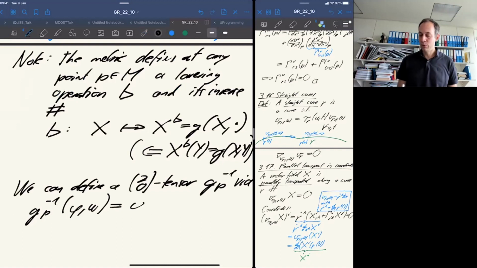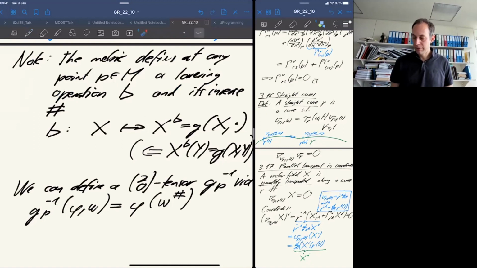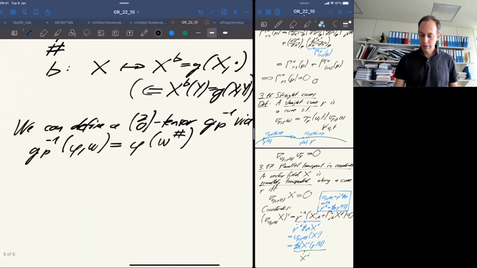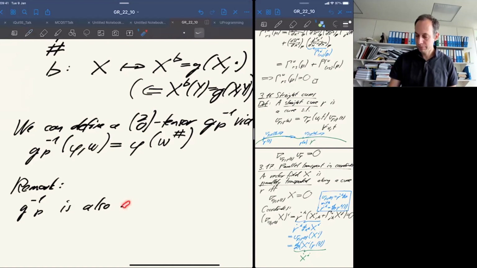It eats, of course, two covectors, and the way it calculates a number is that it takes this raising operation sharp, applies it to one of the covectors, and therefore makes a vector out of it, and then applies the other covector, in this case phi, on this vector. Just a remark, g to the -1 is also symmetric. And g was symmetric by definition.